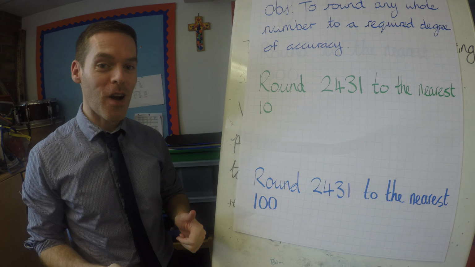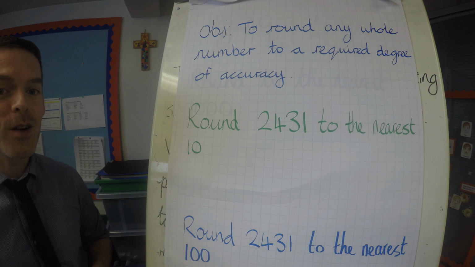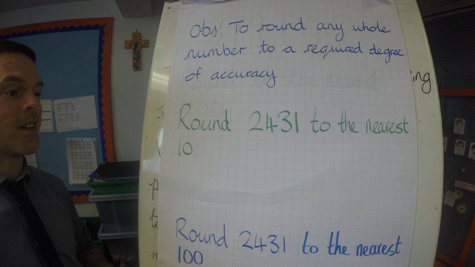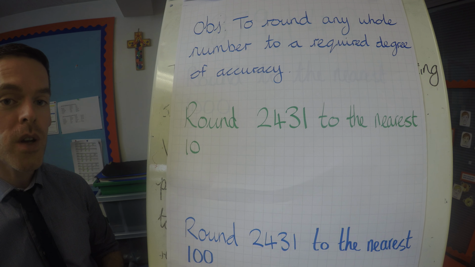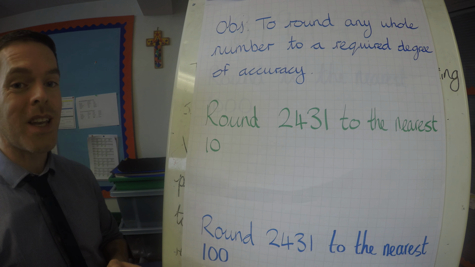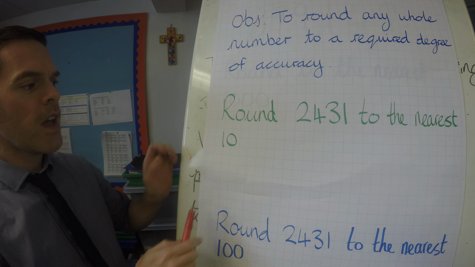Okay, hello. Right, today we're going to be looking at rounding any whole number to a required degree of accuracy. Basically what that means is we can round any number to the nearest 10, the nearest 100, the nearest 1000, and so on. There are some simple steps that we need to follow in order to do this. It's really easy.